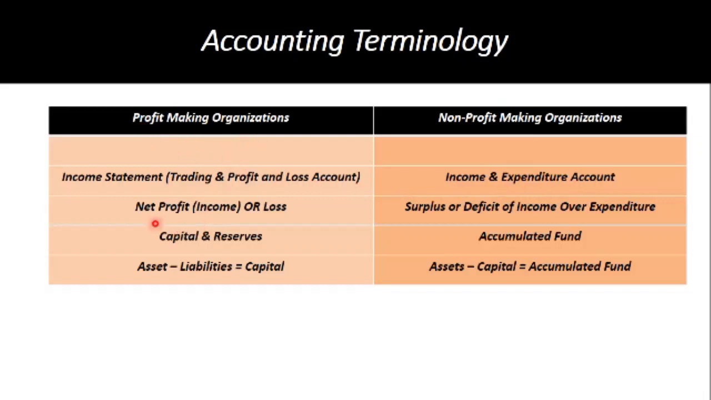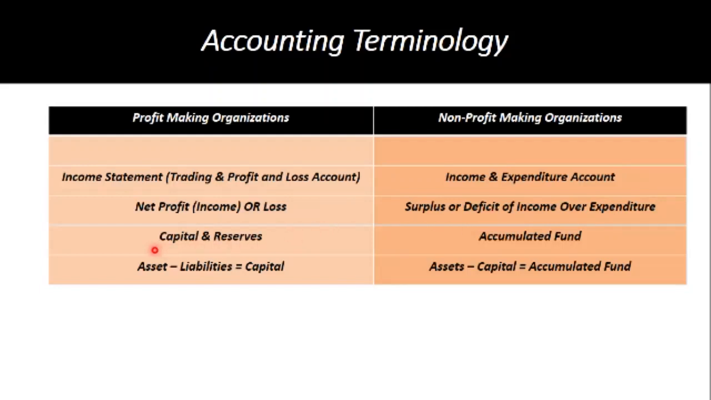In profit making organization, you will either get as a result of trading your net profit, also called net income, or loss. In a non-profit making organization, you get a surplus or deficit of income over expenditure. Okay, since they are not trading, they cannot make a profit. So if their income is greater than their expenditure, we call it a surplus. If their income is less than the expenditure, we call it a deficit.